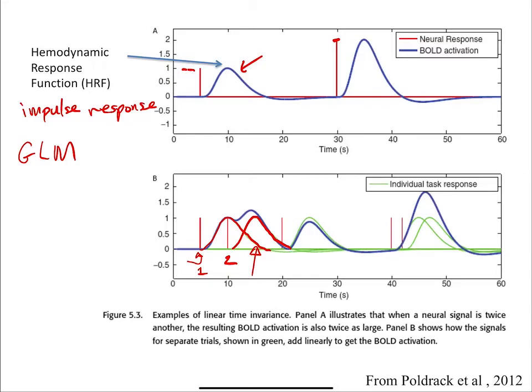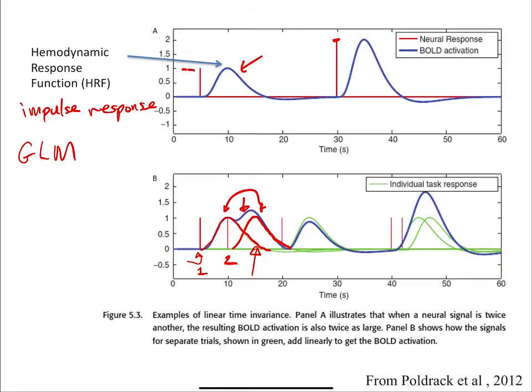The other property people have observed is that if you have those two stimuli, then the response to those two stimuli is simply the sum. So I would take these two responses and sum them up, and then I get what's shown in the blue curve.